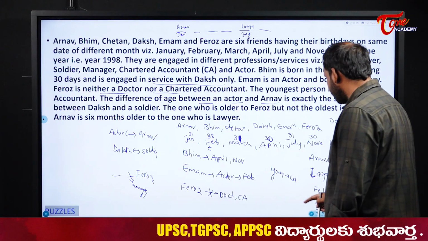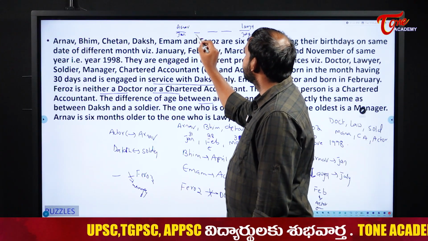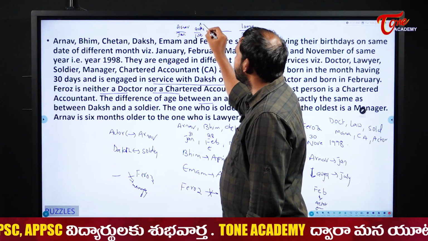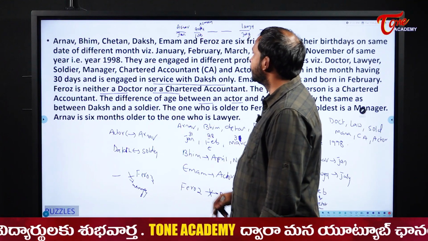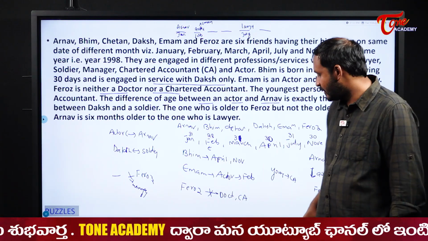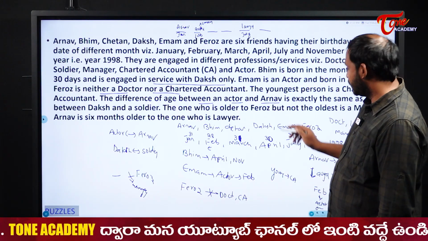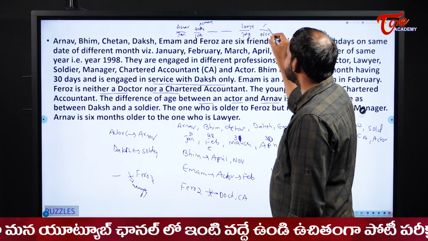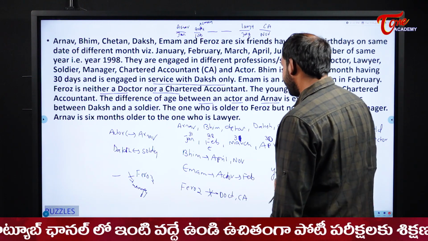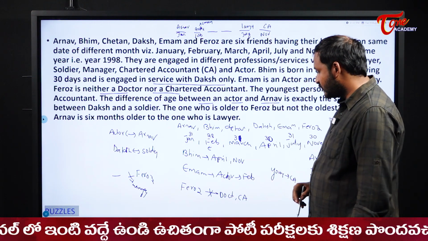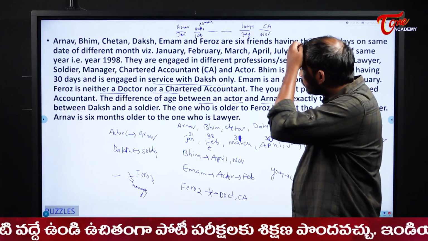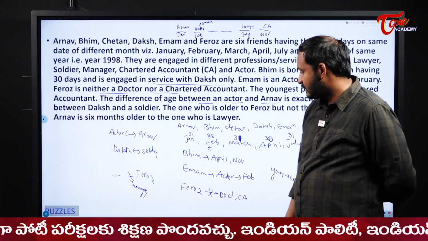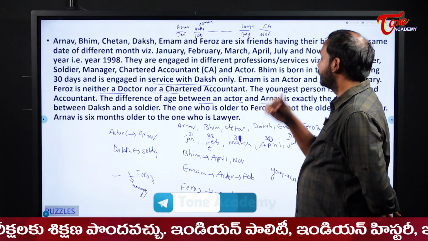Right. Next, February, actor, and it is Imam for us. February, actor and Imam, that one is done. So the youngest is a CA. That means in November, the CA will take birth. Right, Feroz doesn't belong to doctor or CA. We will see it, and these are the conditions which we have.